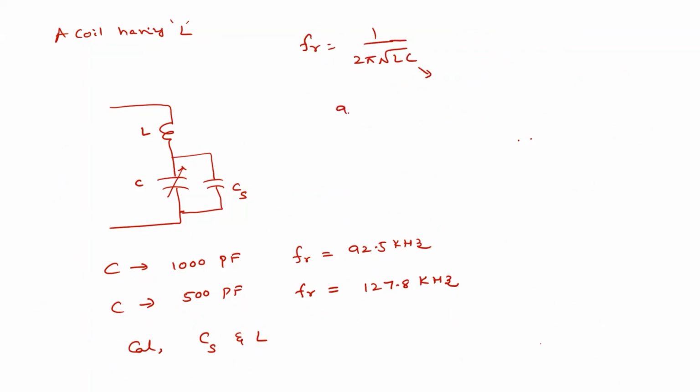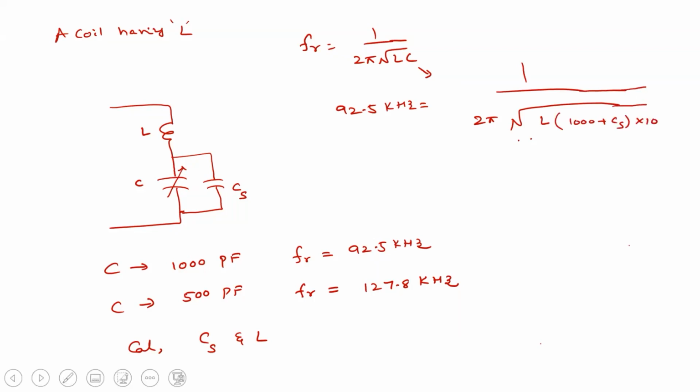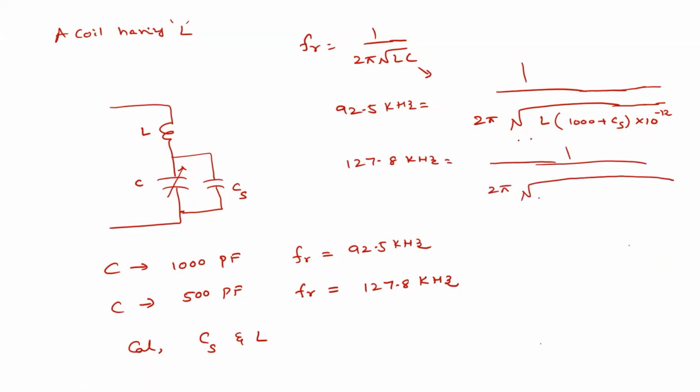In the first case, 92.5 kilohertz equals 1 by 2 pi square root of L into (1000 plus Cs) into 10 to the power of minus 12, assuming Cs is also in picofarads. Pico is minus 12. In the second case, 127.8 kilohertz equals 1 by 2 pi square root of L into (500 plus Cs) into 10 to the power of minus 12.